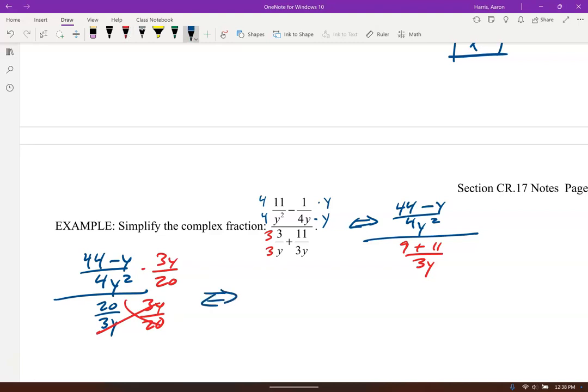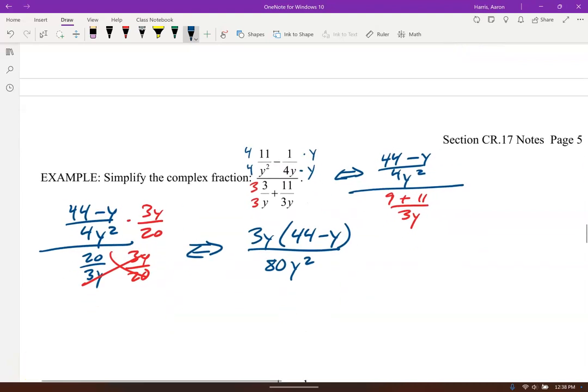So we've got 3y times 44 minus y all over 4y squared times 20, or I should have written that as 80y squared. So one of those y's will cancel, and leaves us with a y left over down there. So we have 3 times 44 minus y all over 80y.